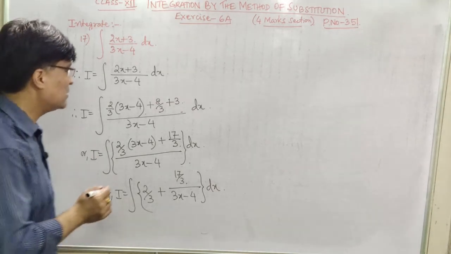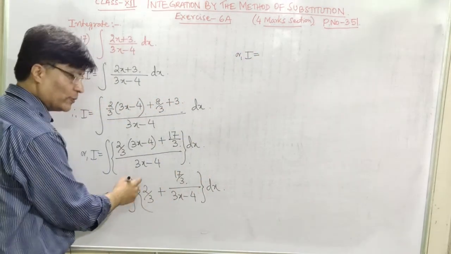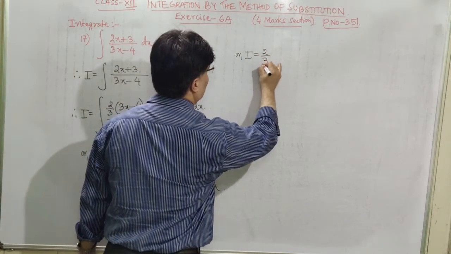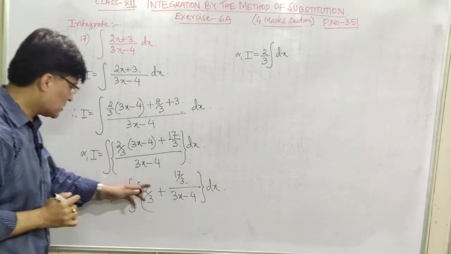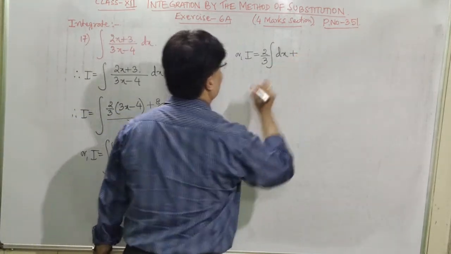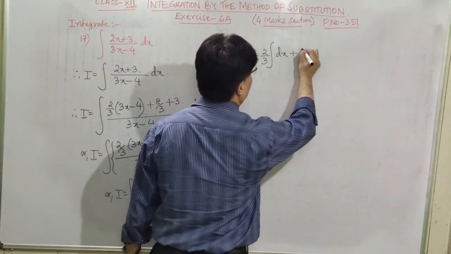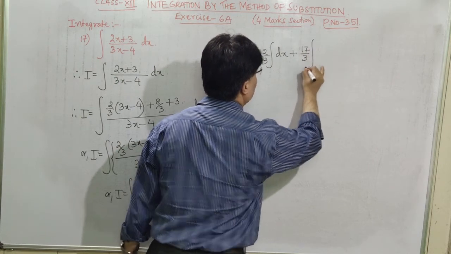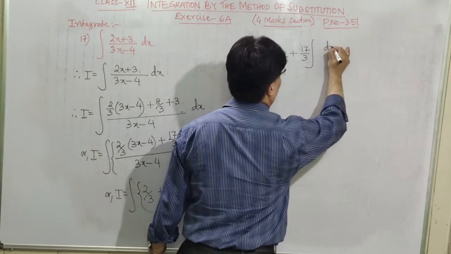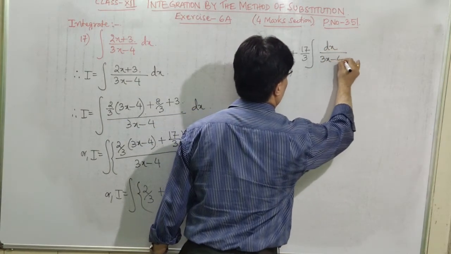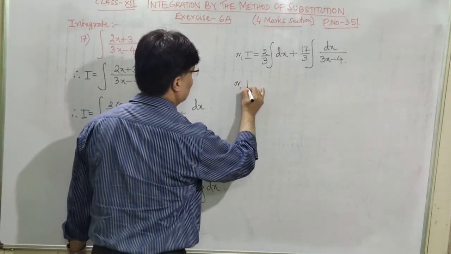So now let us separate it. Or I is equal to, so now let us separate the term. 2 by 3 is constant, taken outside. 2 by 3 integral of dx. Is that clear? Next, plus sign is there. So let us separate the second term also. Here 17 by 3 is constant. Let us take it outside. 17 by 3 integral of, so what is the remaining term here? dx divided by 3x minus 4. Okay. So now we have separated the integration.